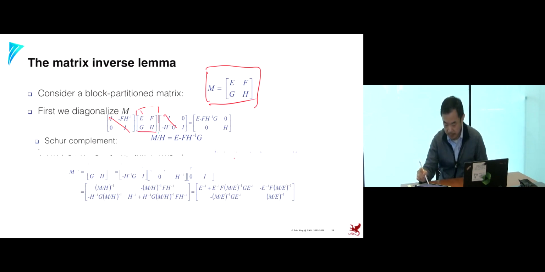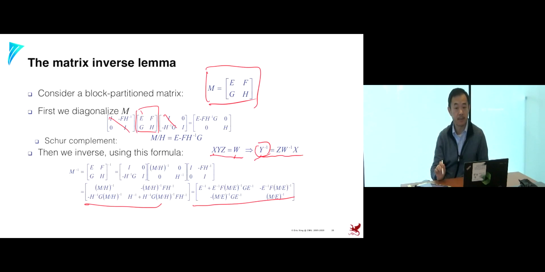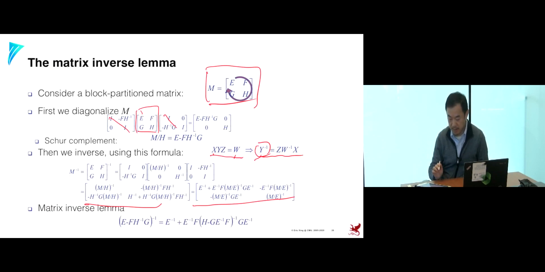The way to invert the original matrix is to first diagonalize it using this, and then invert the diagonal matrix, and then you basically get an analytic expression of the inversion of any arbitrary given matrix. And there are also different ways of diagonalizing it. Therefore, you can have these two equivalent expressions of the inversion of the original matrix. Okay. And that actually leads to what is known as the matrix inversion lemma.